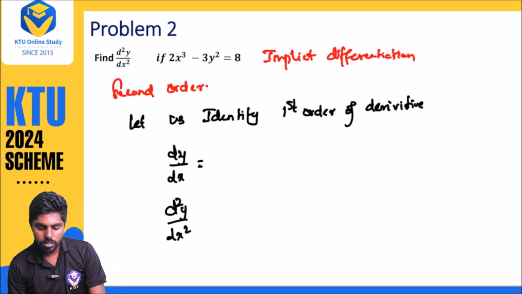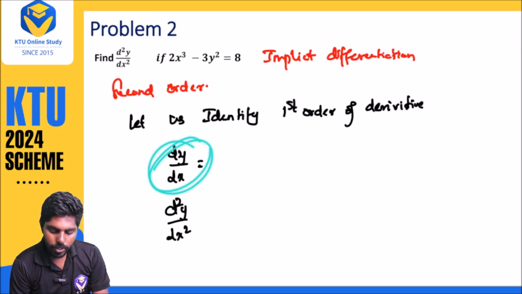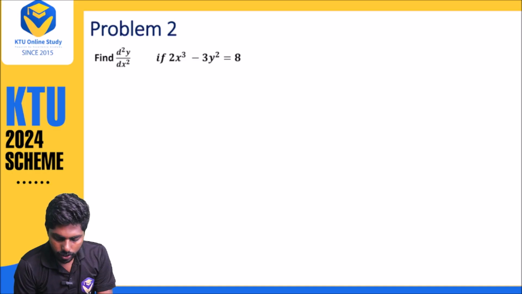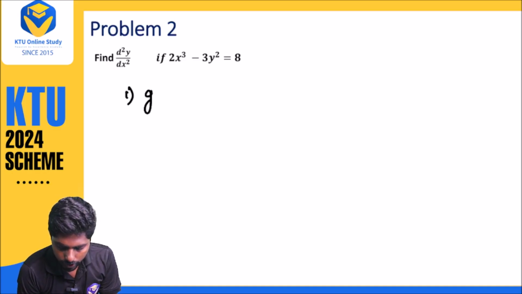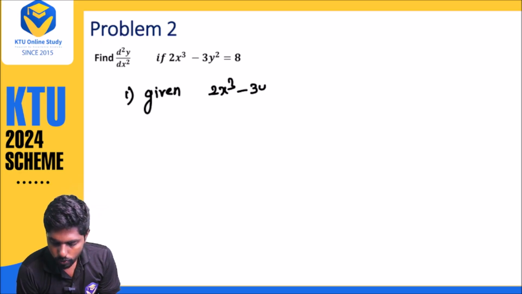We know the concept of how to find the second order derivative: differentiating the first derivative gives us the second order derivative. So we want to identify dy by dx first. What they have given is 2x cube minus 3y square minus 8 is equal to 0.